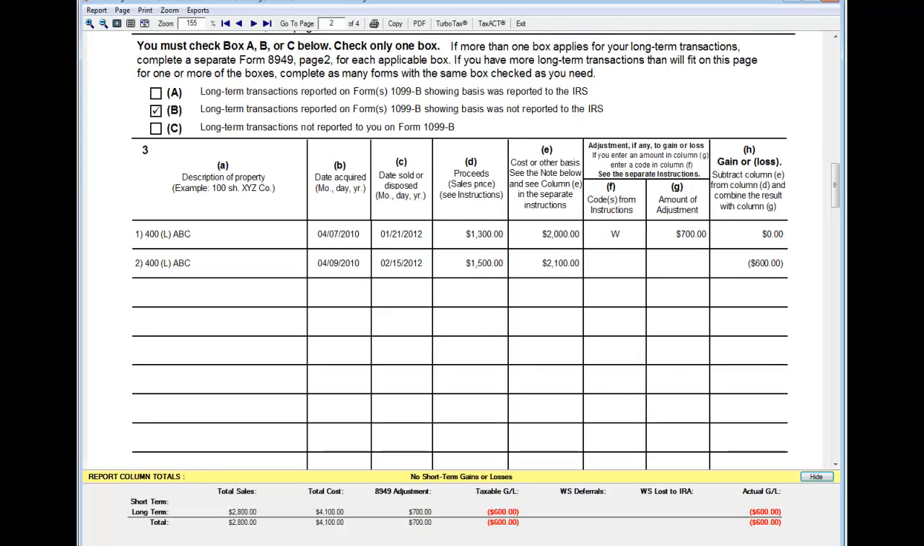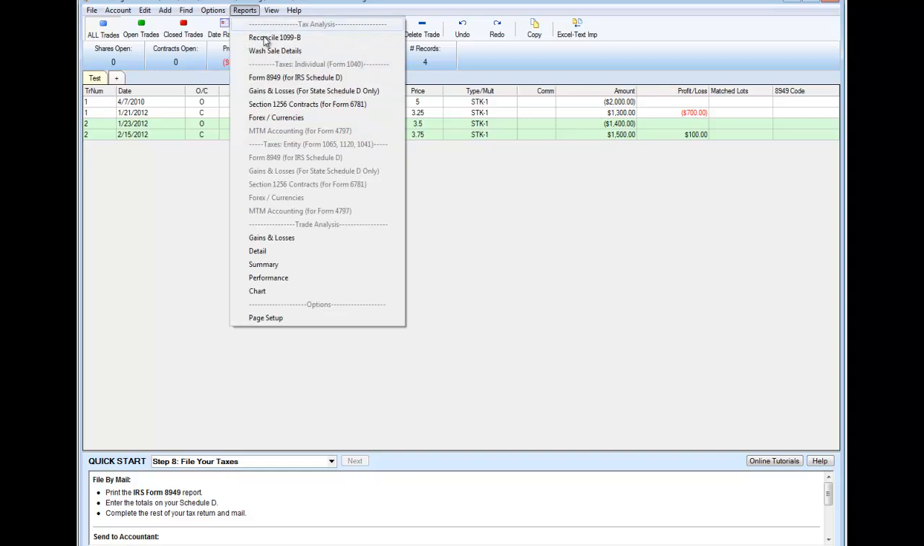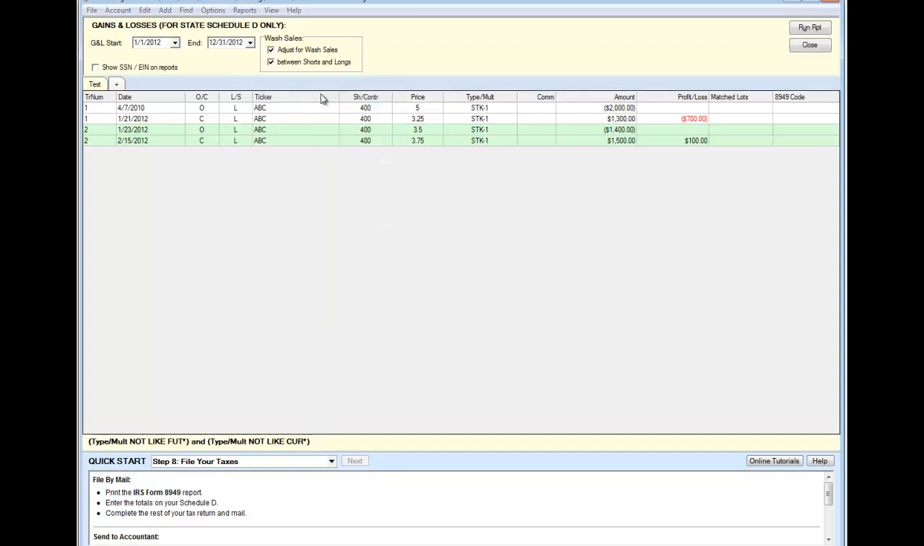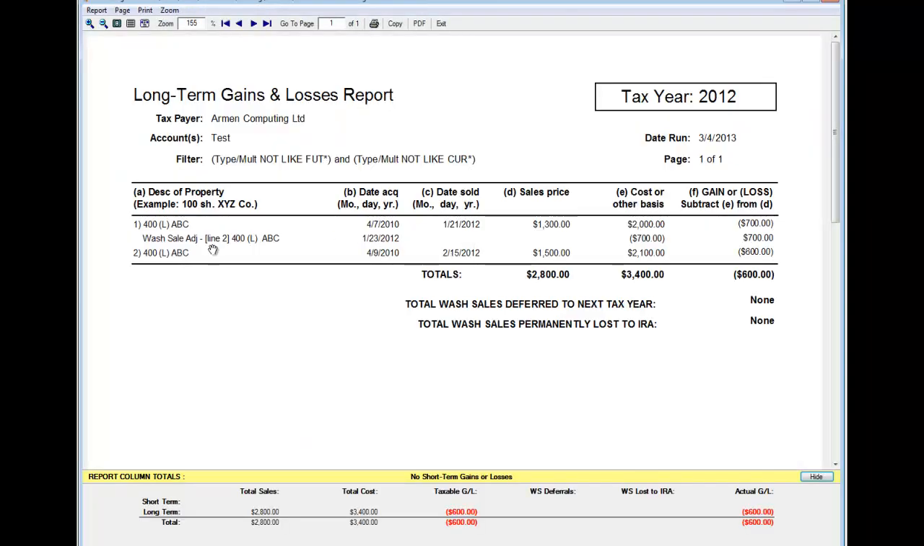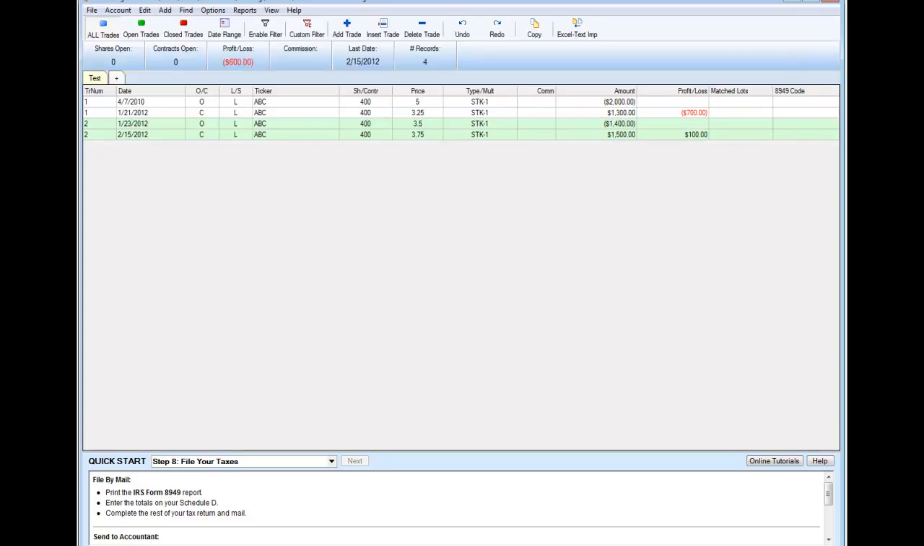Another tip that I'll give you, if you're in TradeLog, is to use the gain and loss report listed under taxes. It also says this can be used for state Schedule D. If you run that gain and loss report, you'll notice it makes the wash sale adjustment. And the dates have been changed on the actual trades, but you notice it shows you the wash sale adjusted line 2, so there's line 2. The original date was actually January 23rd, 2012. So that might help you if you're trying to understand why the dates are different, or you're trying to understand the wash sales. Look at that gain and loss report under taxes.